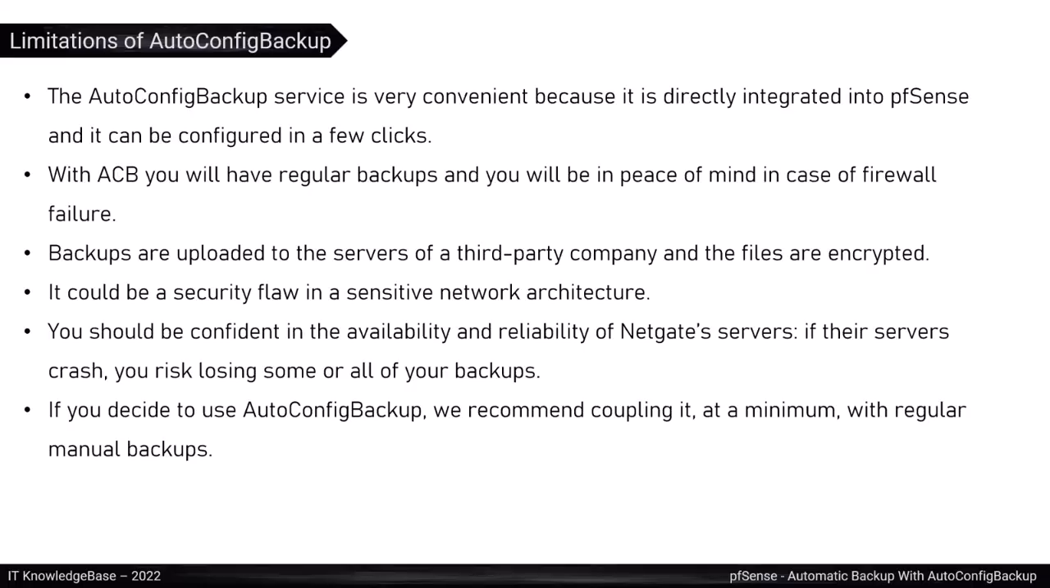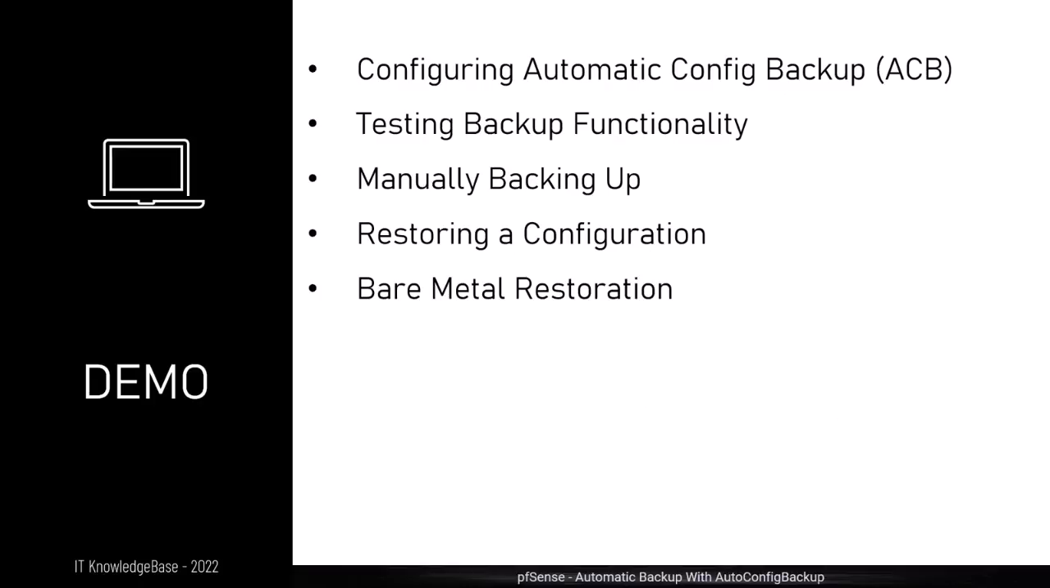However, you should keep in mind that the backups are uploaded to the servers of a third-party company. Even if the files are encrypted, it could be a security flaw in a sensitive network architecture. By the way, you should be confident in the availability and reliability of the Netgate servers. If their servers crash, you risk losing some or all of your backups. For these reasons, if you decide to use AutoConfig Backup, we recommend coupling it at a minimum with regular manual backups.